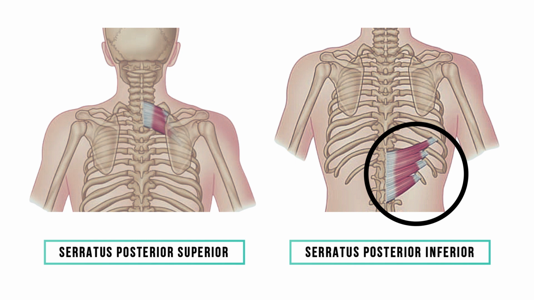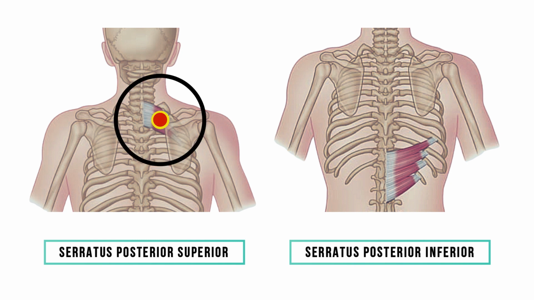The SPI originates on the supraspinal ligament and the spinous processes of the upper 2 to 3 lumbar vertebrae, L1 to L3, and the lower 2 thoracic vertebrae, T11 to T12. It inserts on the lower borders of ribs 9 to 12 and is innervated by intercostal nerves 9 to 12.